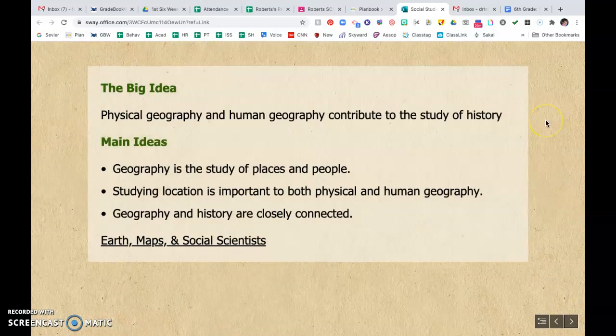Our big idea today is physical geography and human geography contribute to the study of history. The main ideas: geography is the study of places and people. Studying location is important to both physical and human geography, and geography and history are closely connected. And as always, you'll go back and watch the videos after the lesson.